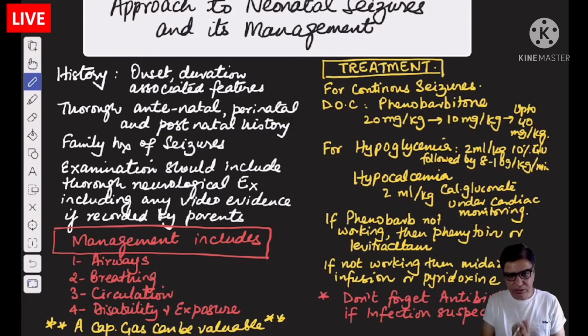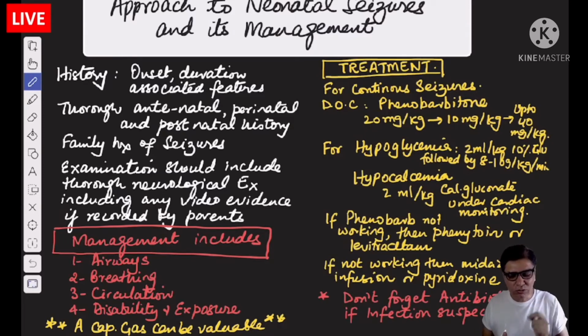And if that is not working, then sometimes we call them refractory seizures, which are not responding to any types of medication. In that case, we can sometimes try vitamin B6 or pyridoxine. So pyridoxine can sometimes be tried for refractory seizures. It might work, it might not work.